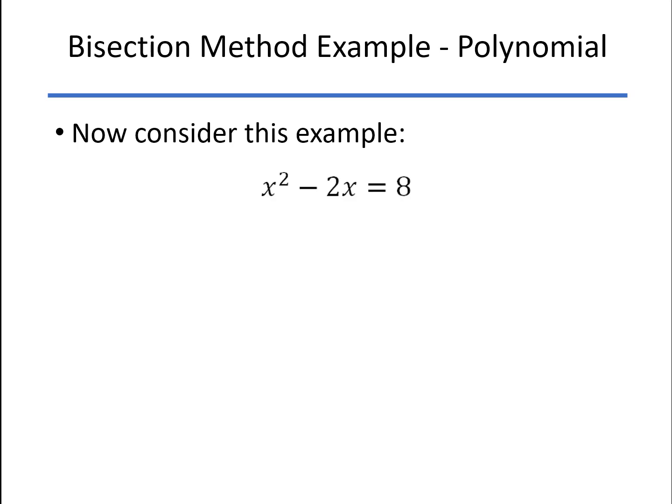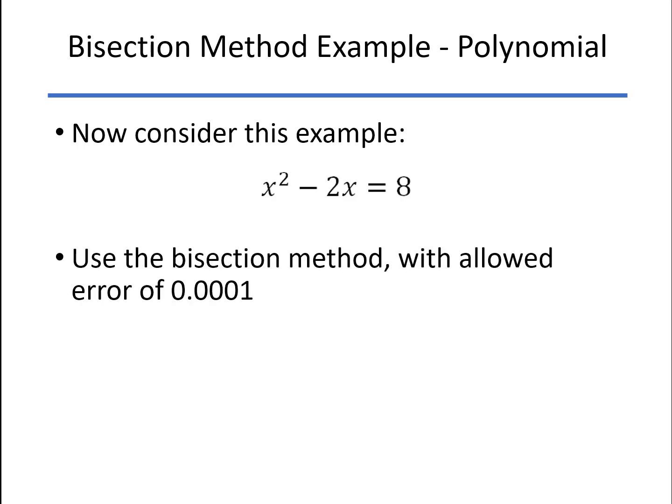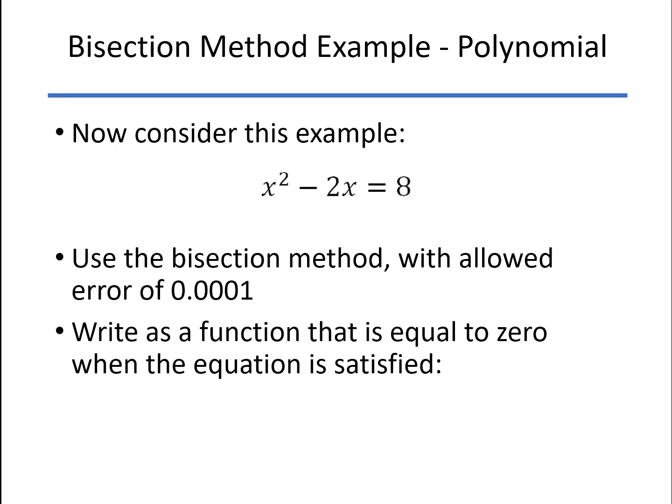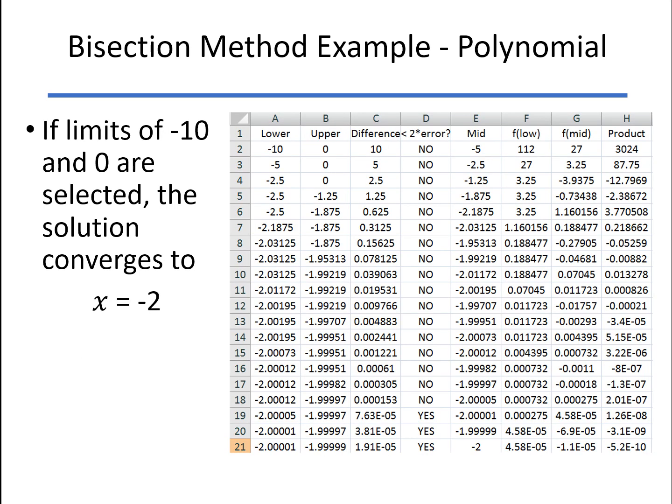Now, let's look at one more example here. Let's look at a polynomial. And in this case, we want to have an allowed error of 0.0001. And what we do first is just write this as a function that's equal to 0 when the equation is satisfied. So there's our function. And you can see we've just put that into the same spreadsheet. The only difference would be the calculations of the function at the low and mid points.